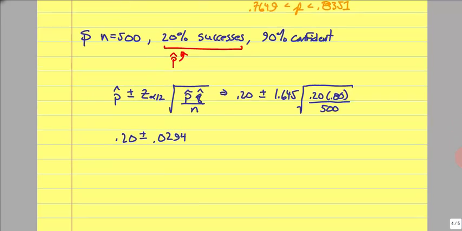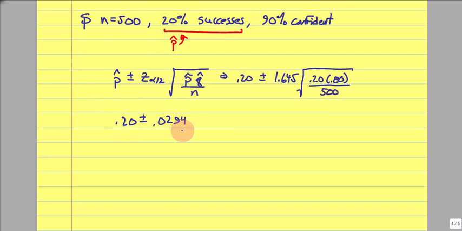Okay, so this is my point estimate. This is my margin of error. And let's go ahead and come up with my confidence interval. Now confidence intervals always go from smaller number to larger number. So I'd take 0.2 minus 0.0294, and I'd get 0.1706. And then I'd take 0.2 plus 0.0294, which is 0.2294. So this is my confidence interval. Now again, you might see it written like this. The true population proportion is between 0.1706 and 0.2294.